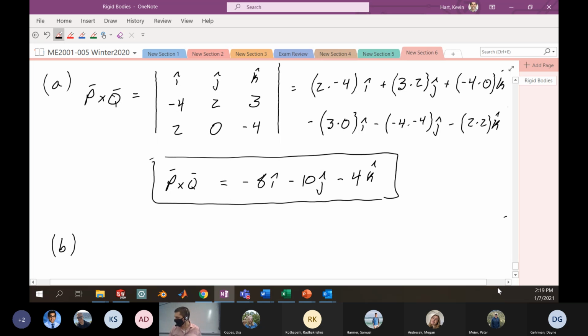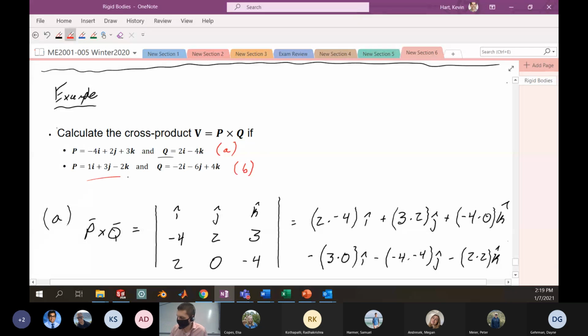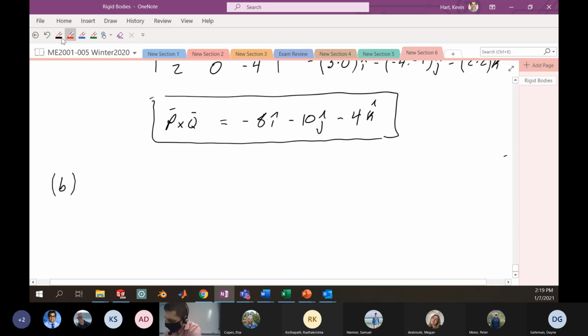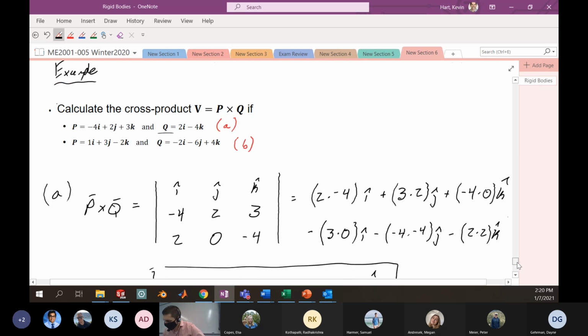Okay, let's continue. All right, let's go for one more, and we'll look at this guy here. This guy is a little bit awkward and a little bit weird, but we'll see what happens with him in the end. All right. So 1, 3, negative 2 for p. So let's construct here. We have 1, 3, negative 2 for p, and we go back up. And for q, we have negative 2, negative 6, 4.